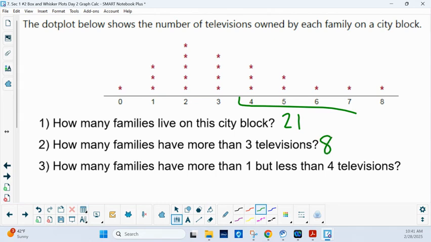How many families have more than 1 but less than 4 TVs? Which ones are we adding up there? Yeah, the 2s and 3s. Right there, there's 9 of them.